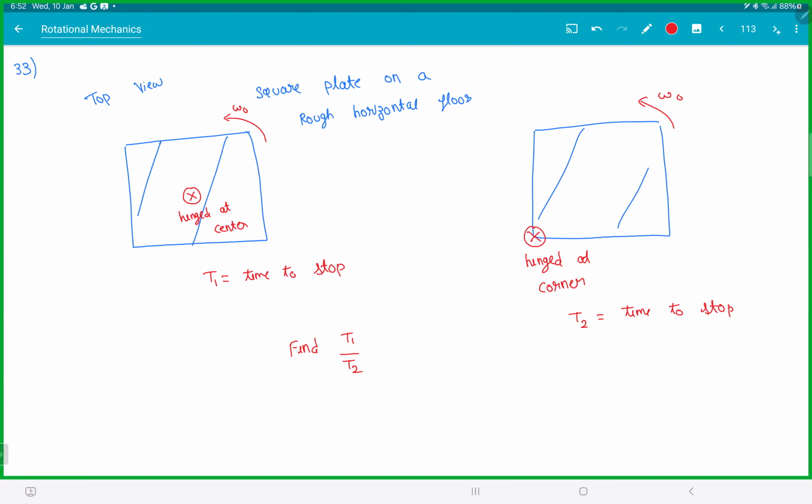Let's get this. Ask me if you're confused. You took a square plate and hinged it at the center and you gave omega naught. It will take t1 to stop. The same plate, same surface, but this time you hinge at the corner and rotate. It takes time t2 to stop. Find t1 by t2.